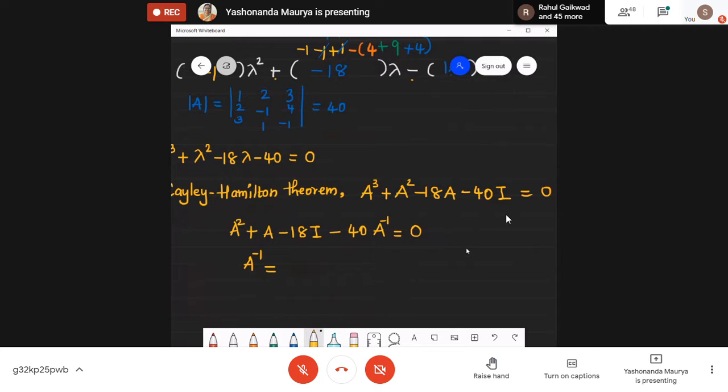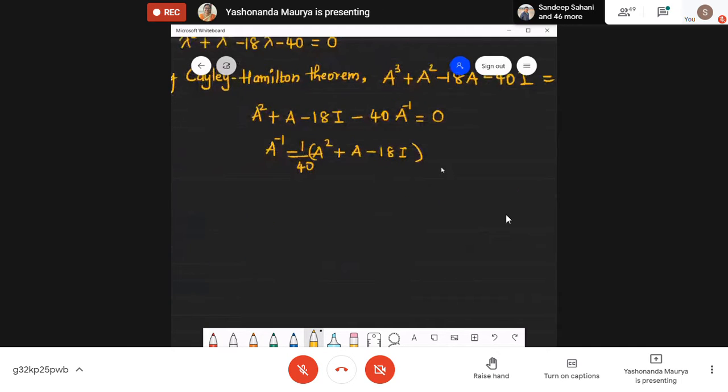So this goes here. So it will be A square plus A minus 18i, and this multiplied by 1 by 40. So now what we can do is find out what this matrix A square is, and we can substitute that in this expression to get the value of A inverse. Okay, this is the idea.